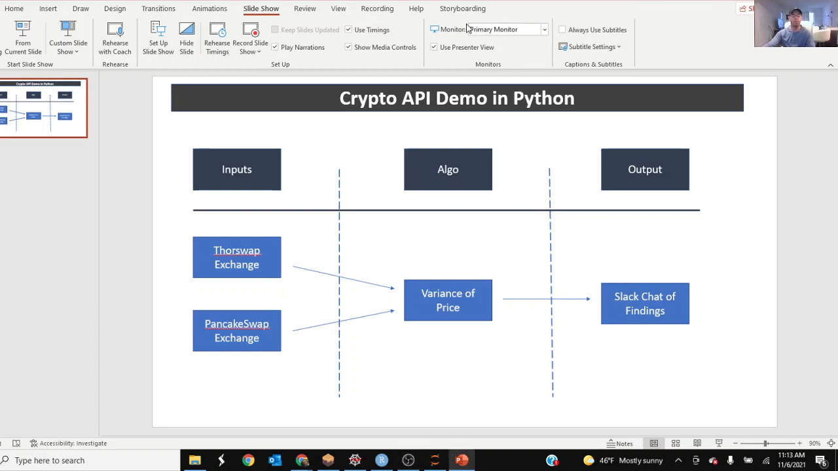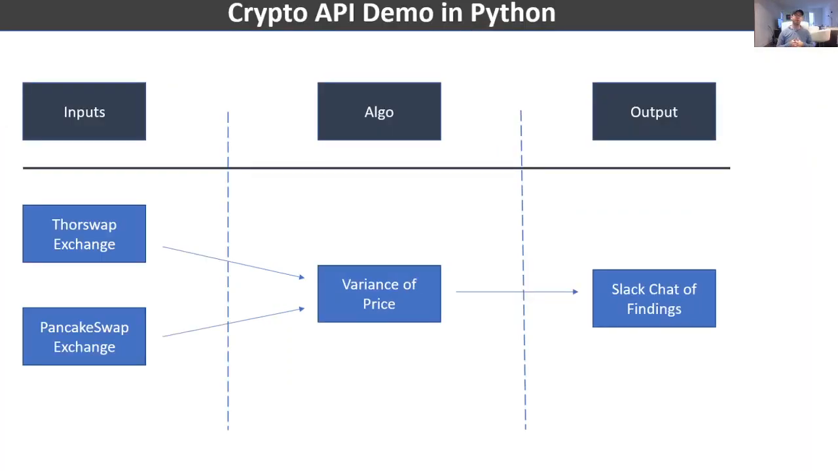Hey everybody and welcome. We are going to be doing a cryptocurrency check on various exchanges. We'll be grabbing a couple APIs, so we're going to be looking at the ThorSwap and PancakeSwap exchanges. We're going to ping those APIs, and those are going to be the inputs. We're going to run an algorithm, and in this case we're just going to find the difference in the price. And then the output of this is going to be sending it to a Slack channel.